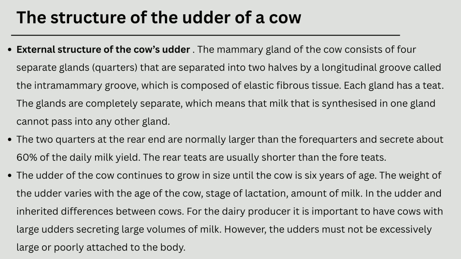For the dairy producer, it is important to have cows with large udders secreting large volumes of milk. However, the udders must not be excessively large or poorly attached to the body.